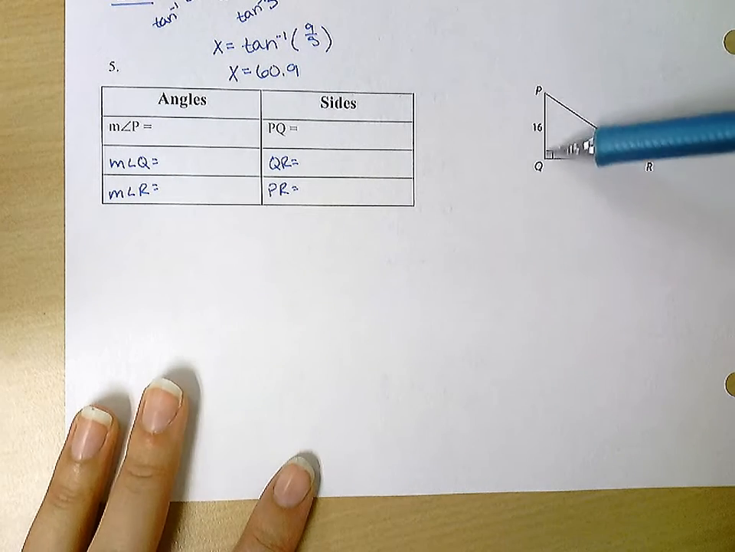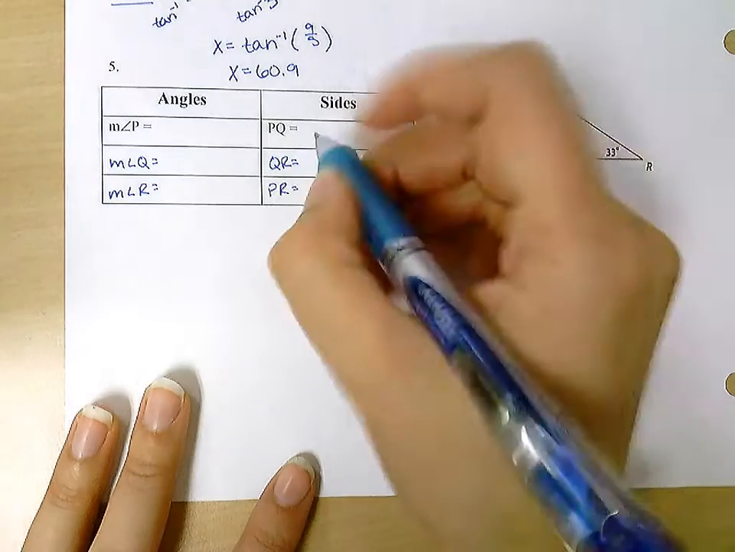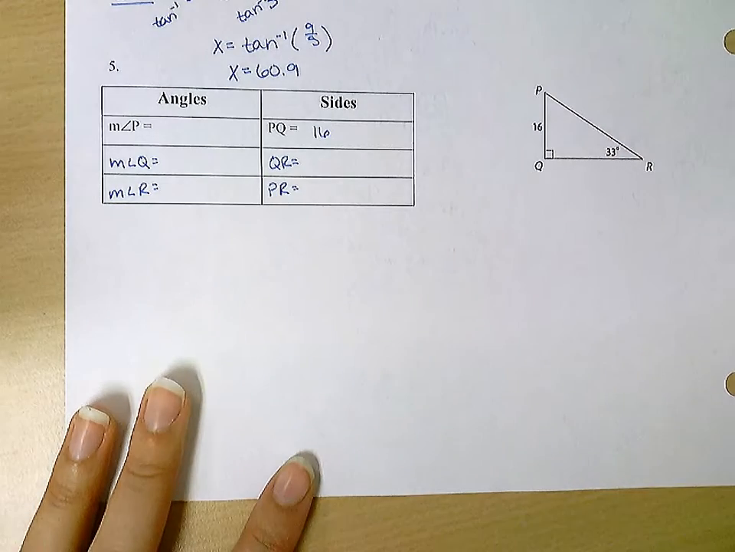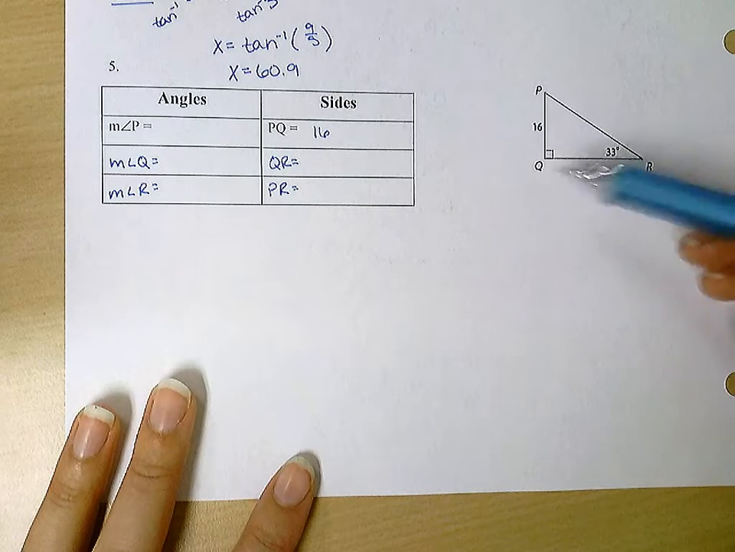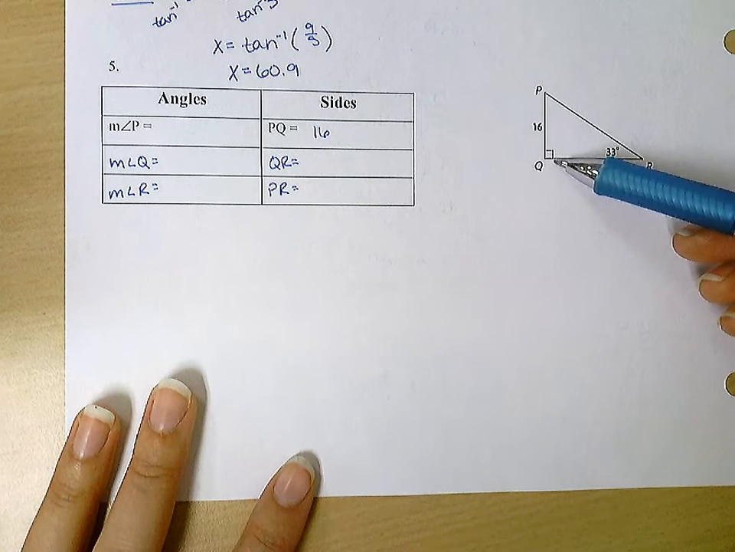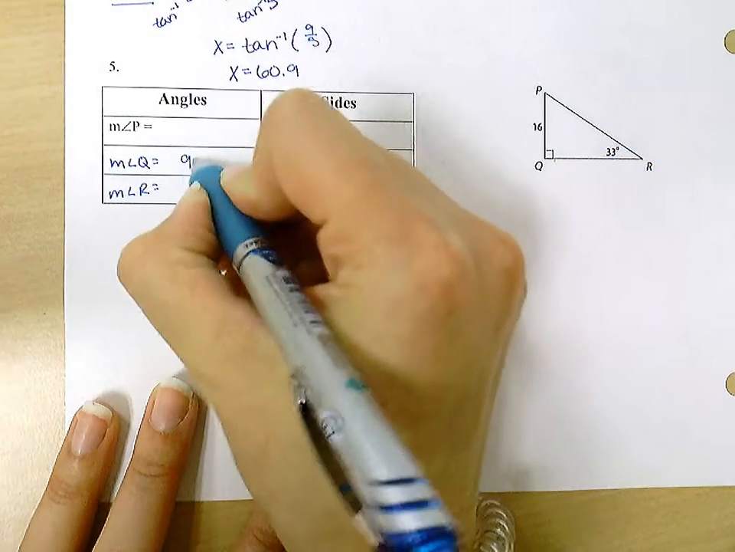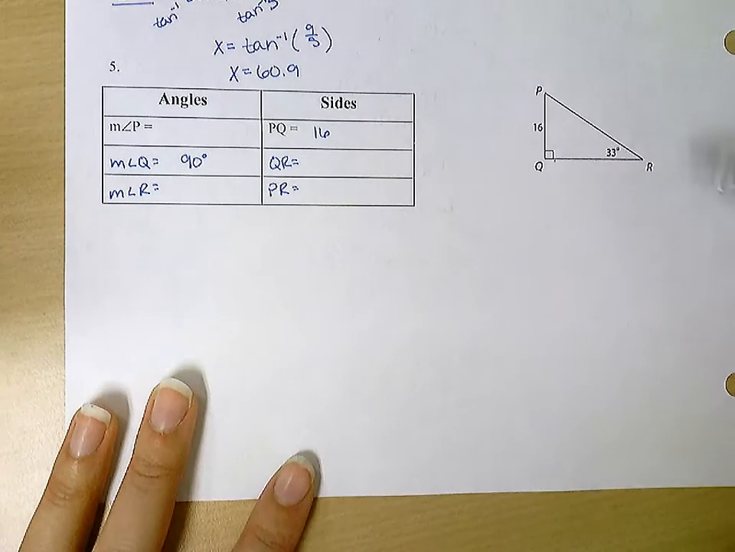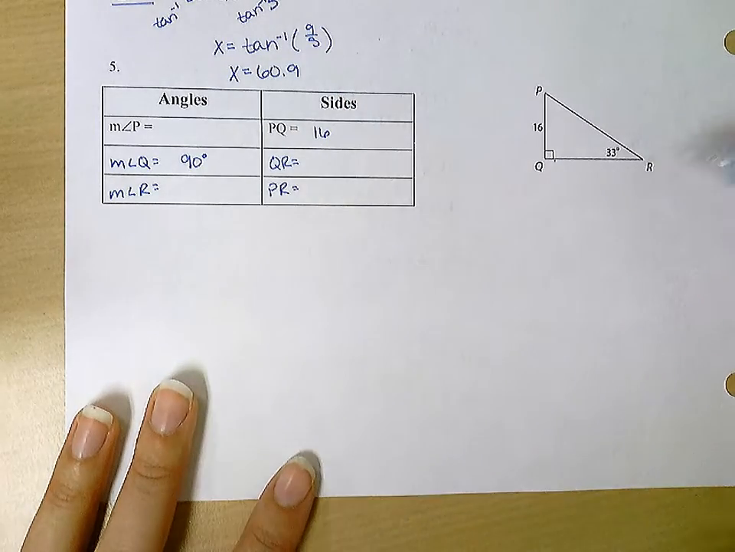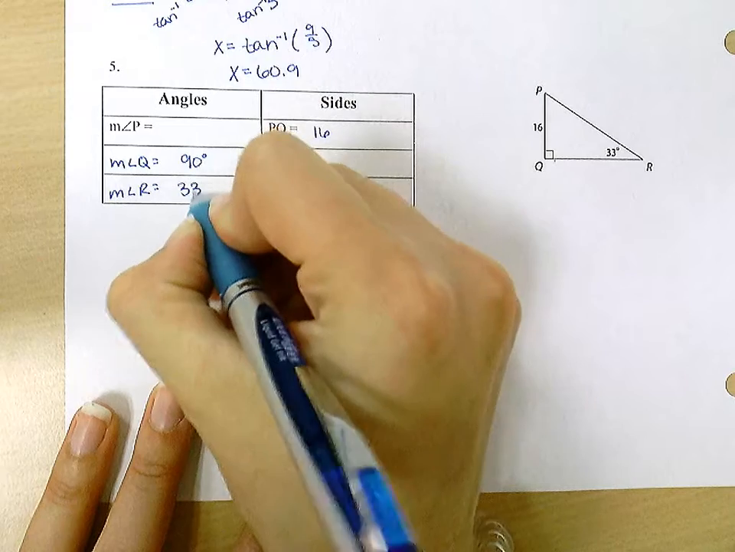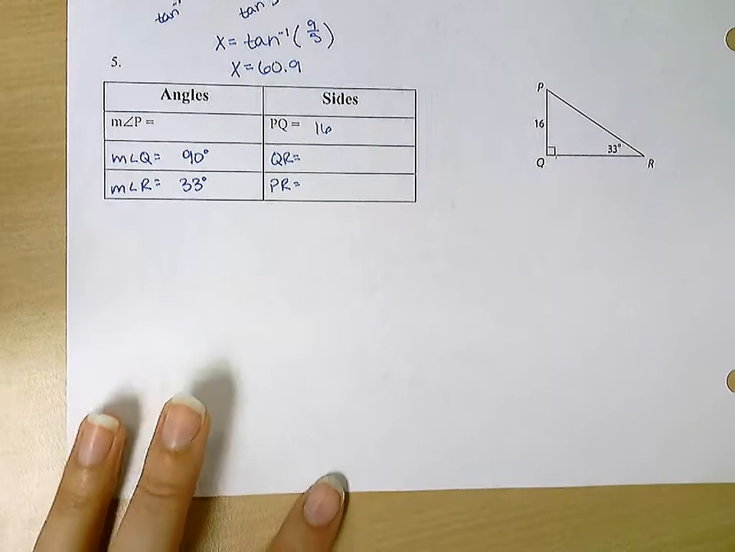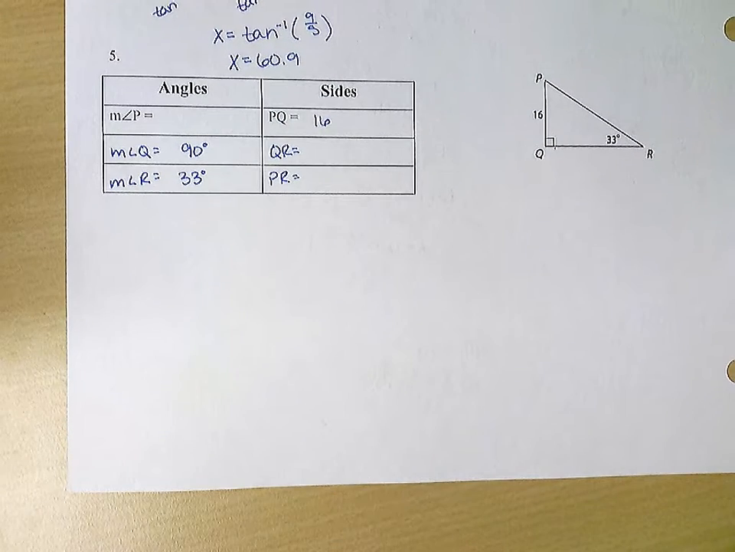So I know PQ, that side, is 16. I know this angle Q is 90. And this angle R here is 33 degrees. Okay, so now I need one more angle and I need two sides. What's the easiest way I can find that last angle?